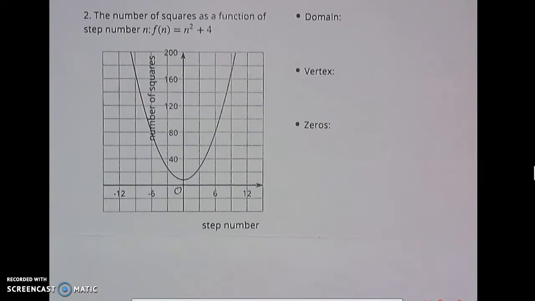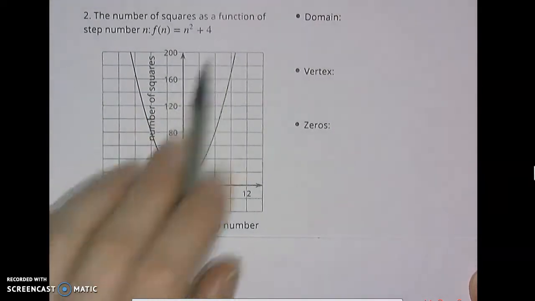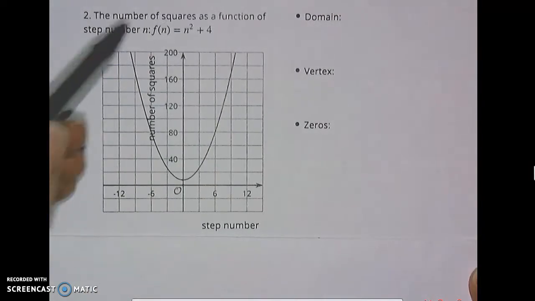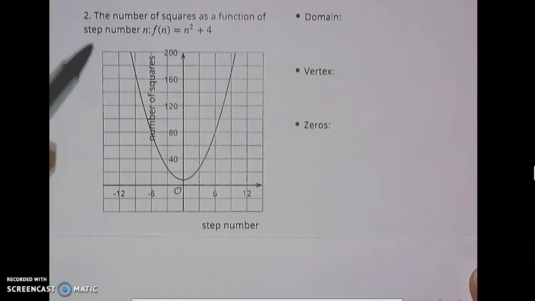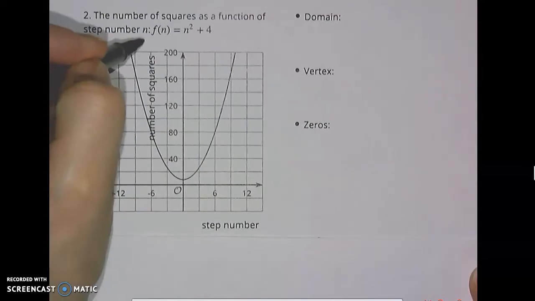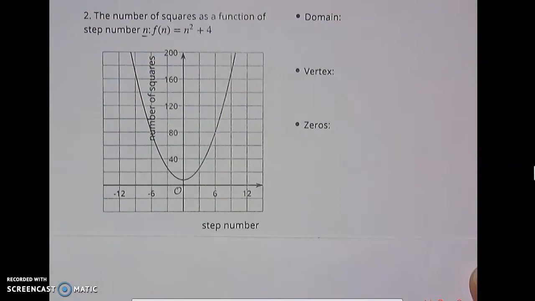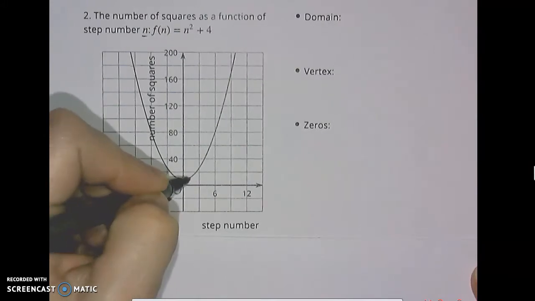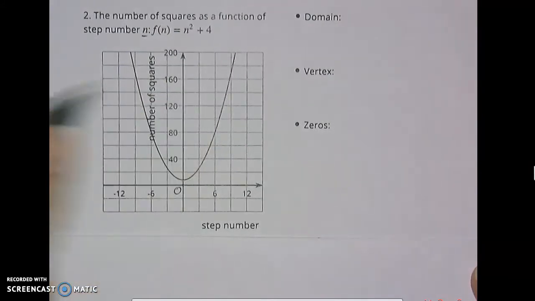So the number of squares as a function of step number n, with our function f of n equals n squared plus 4. Again, this is graphed for us. Now, when you're talking about the number of squares as a function of step number n, remember your step number can only be whole numbers. So technically, we would just have dots here. It wouldn't be a continuous function at all. You would just need dots.